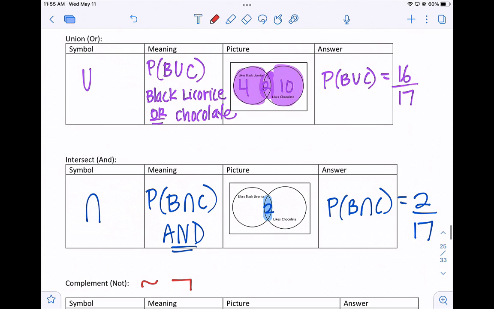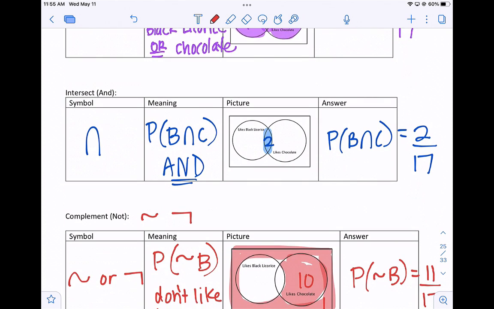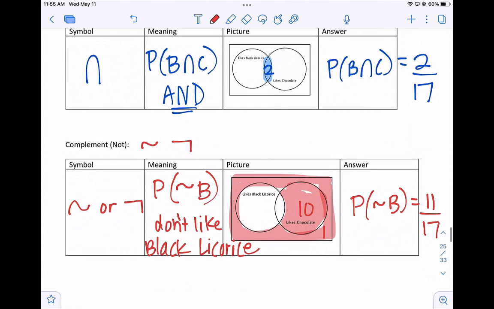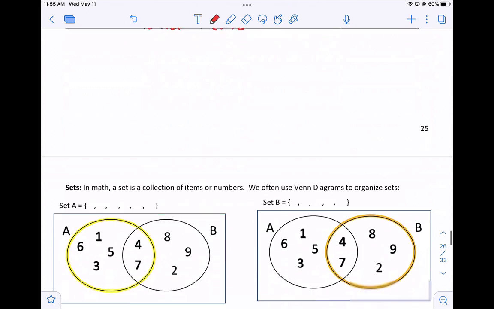So again, union means or, it's one or the other, or both. Intersection looks more like an A, it means and, so they like black licorice and chocolate. And not means everything but black licorice in this example.